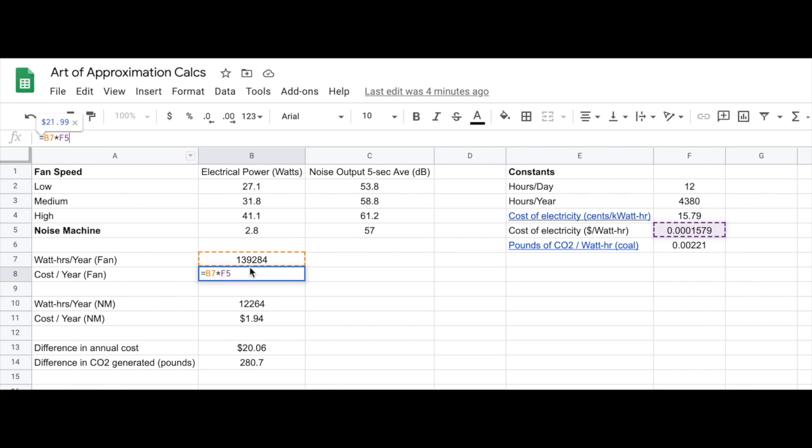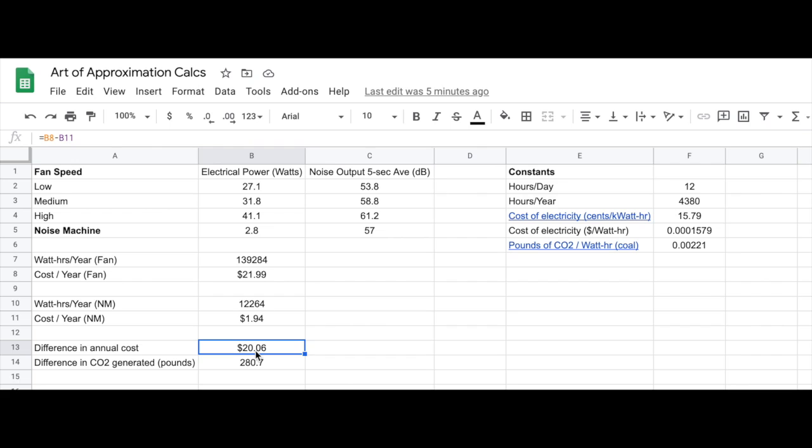Here's how many watt hours of energy are used over that year. And if I multiply that by the dollar per watt hour, I get here that it costs about $22 per year to run that fan. I can do the same calculations for the noise machine, using the noise machine number. So it's 2.8, which is how many watts it would use, multiplied by the hours. So that ends up being this number here in terms of watt hours per year. And then the same thing with cost: you take this dollar per watt hour, you multiply that by the number of watt hours, and it's about $2 per year to run that.